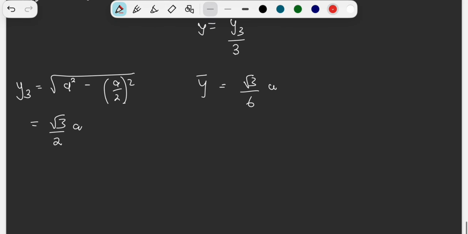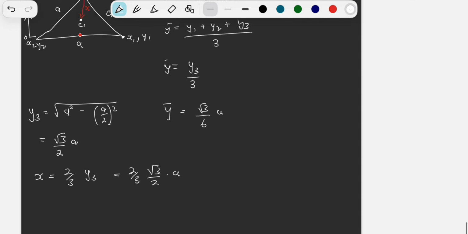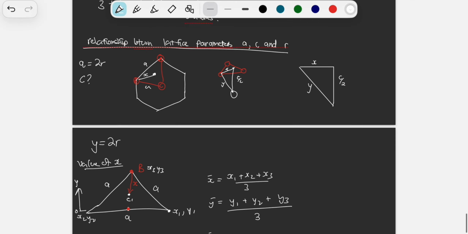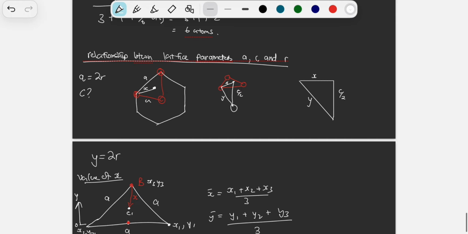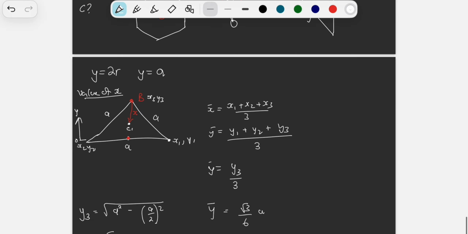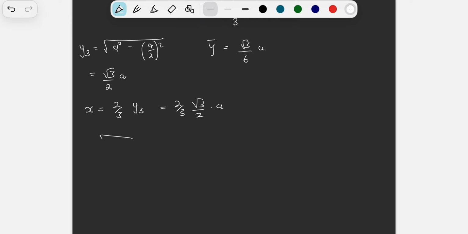So x is going to be 2/3 of y3. And I already know what y3 is. It's root 3 over 2 times a. So I've now found the value of x. Okay, so I have the value of x, I have the value of y, which is 2r, and I know that a is equal to 2r, so y is equal to a. And I can find the value of c over 2. So coming back here now, I can say this is c over 2.